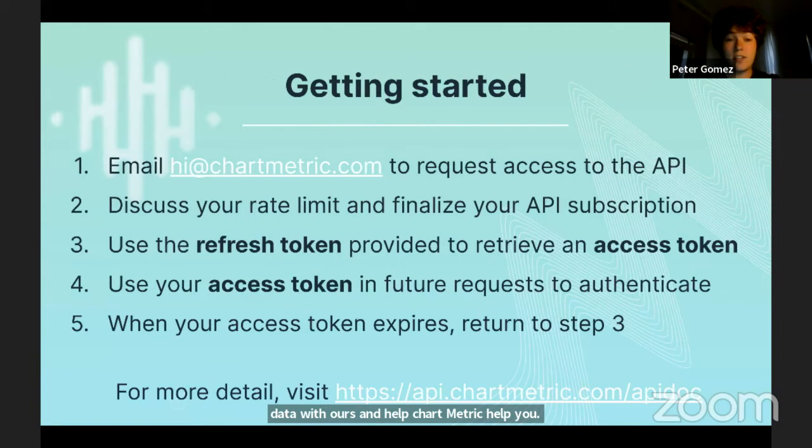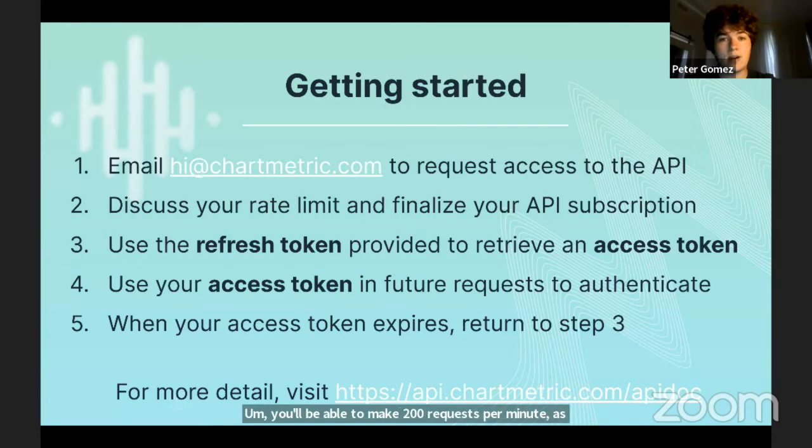So to get started, you can email hi@chartmetric.com and request access to the API. If you're a hackathon participant with Measure of Music this weekend, you can include your team number and we'll send you back a refresh token, no questions asked. You'll be able to make 200 requests per minute as a hackathon participant. That should be more than enough to play around and build a really cool application.